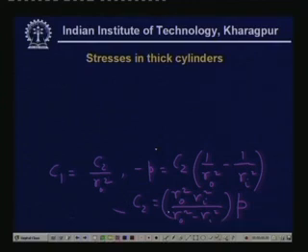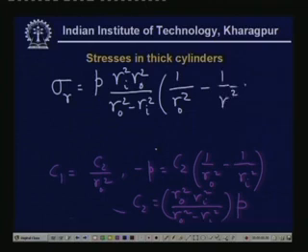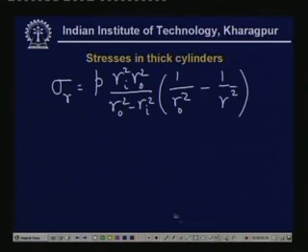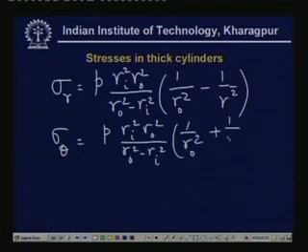sigma r is P times Ri square Ro square divided by Ro square minus Ri square, times 1 upon R0 square minus 1 upon R square, and sigma theta, let me write down sigma theta, will be equal to P Ri square R0 square divided by R0 square minus Ri square, times 1 upon R0 square plus 1 upon R square.